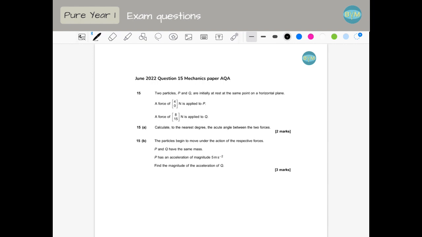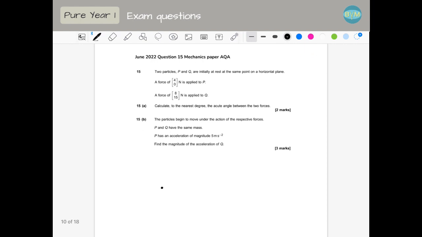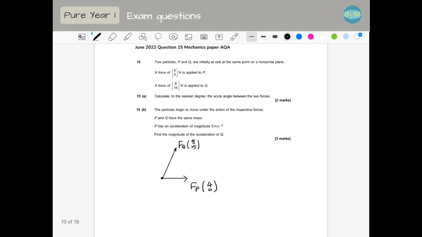So we have two particles at the same point, and then we apply two different forces. One force, so to P, I'm going to write force applied to P is 4, 0, and then a force applied to Q, and I'm going to call it FQ, 8, 15. Calculate to the nearest degree the acute angle between the two forces.